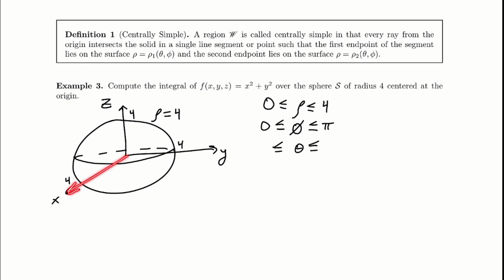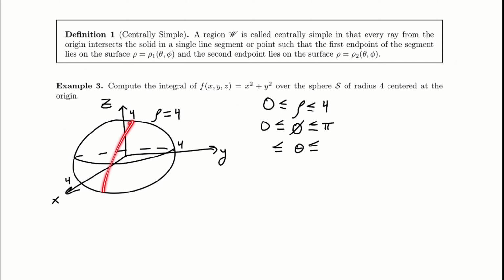Imagine starting off at the positive x-axis and moving counterclockwise towards the y-axis. Now the maximum range for theta is 0 to 2 pi. Does this sphere extend all the way around the z-axis? Yes, we go all the way around.